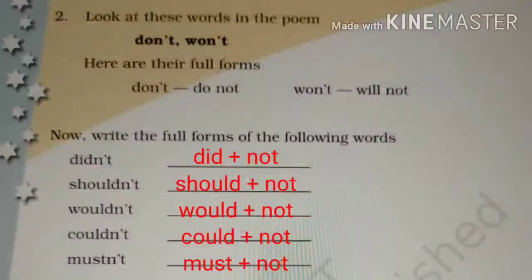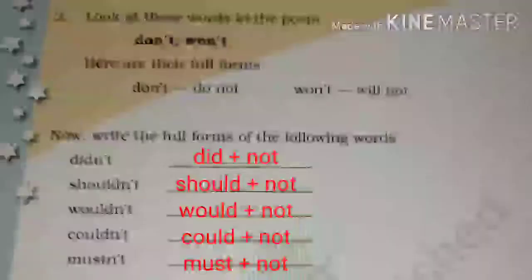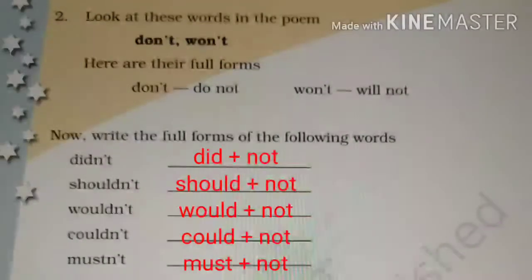Now once again, these all words and their full form. Didn't, did not. Shouldn't, should not. Wouldn't, would not. Couldn't, could not. Mustn't, must not. So now we have finished our question answer under the heading word building.